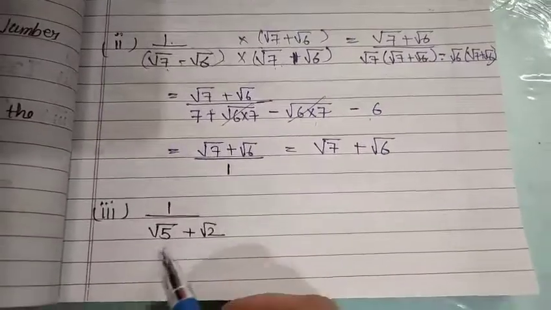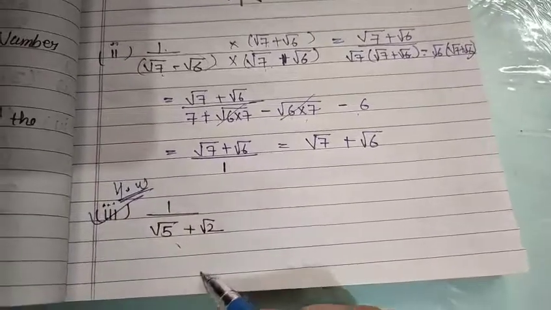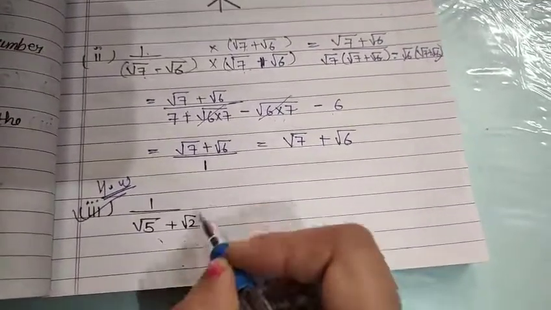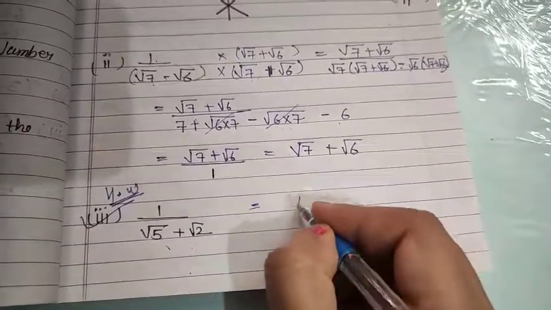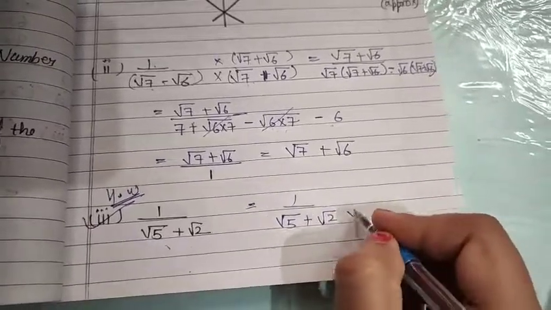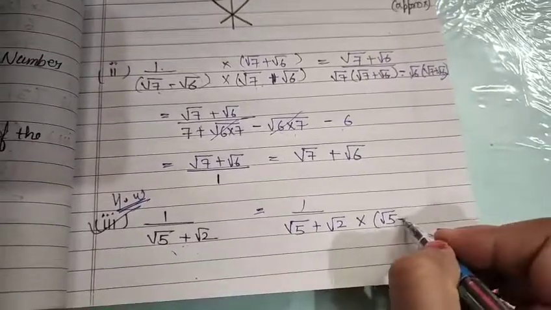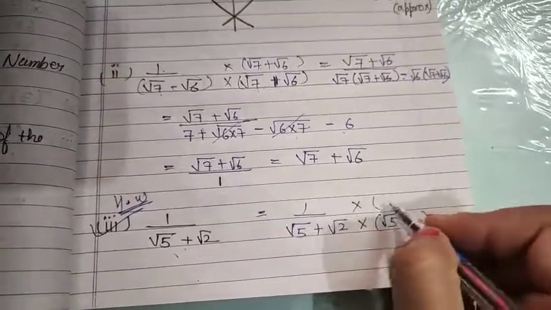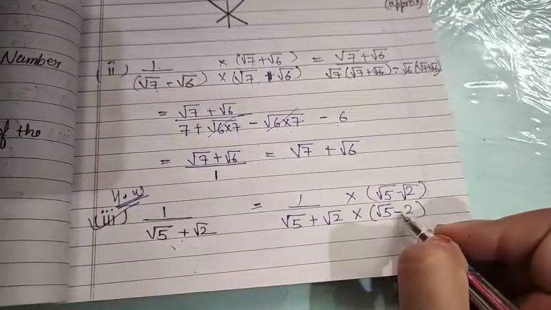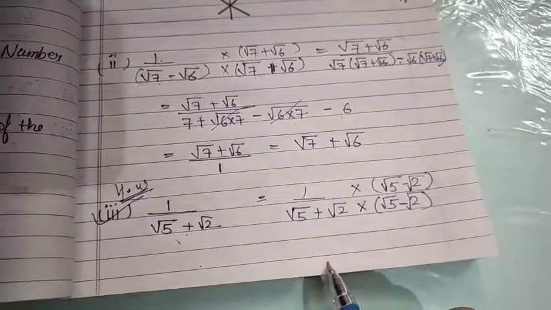So now look, this is the third part. This will be your homework. It is similar to your second part. I'm just giving you a hint, but you have to multiply. Solving you have to do yourself. Root 5, the sign will be changed. Here it is plus, so it will be minus. Multiply by root 5 minus root 2. Okay, now you have to solve it.